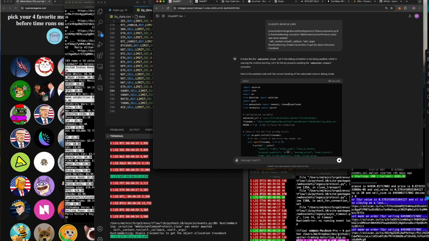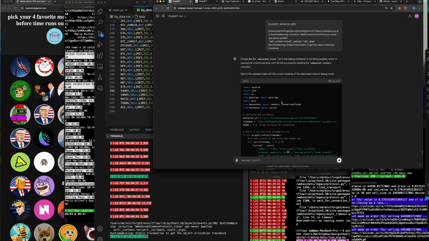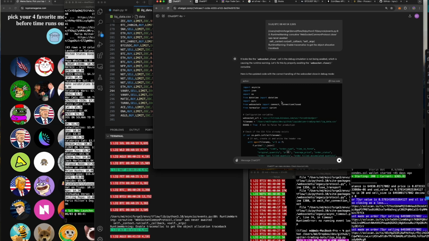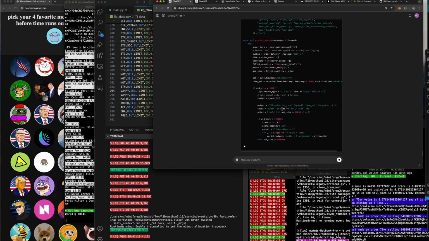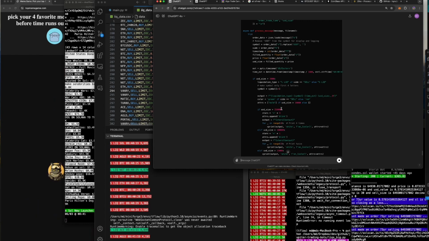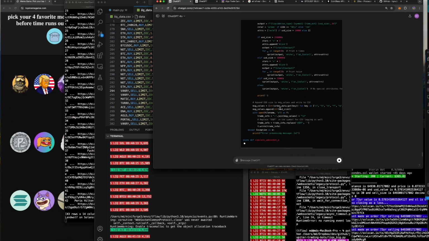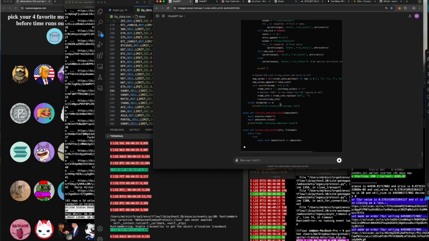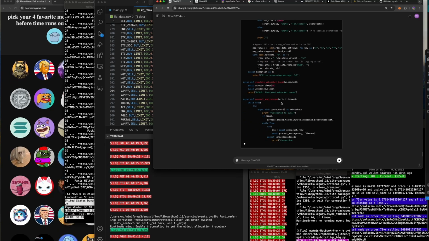Perfect. What does this say? It looks like the WebSocket close call in the debug simulation is not being awaited, which is causing a runtime warning. Let's fix this properly by awaiting the WebSocket close. Here's the updated code. Okay, I hope this doesn't break it though, because we got a good thing going here. And if that's just a warning, forget the warnings. I don't care about the warnings, dog. If you're going to break my code, then all right, okay. I don't care about the warnings. I will hide your warnings so quick, dude.